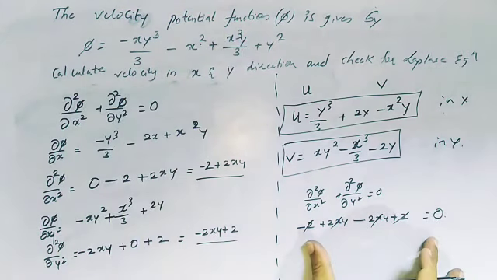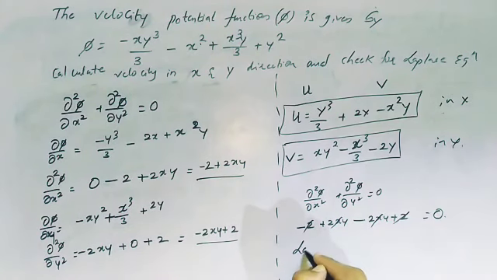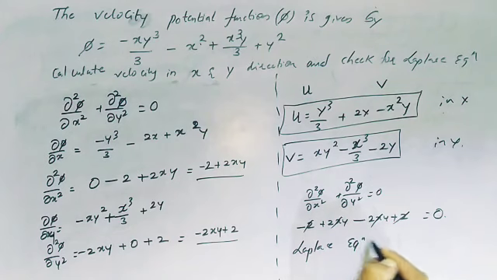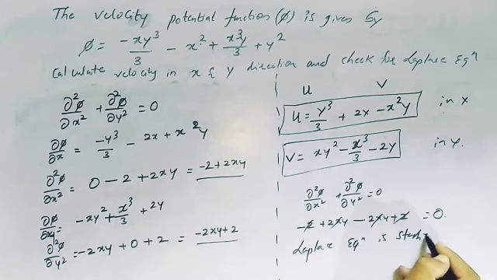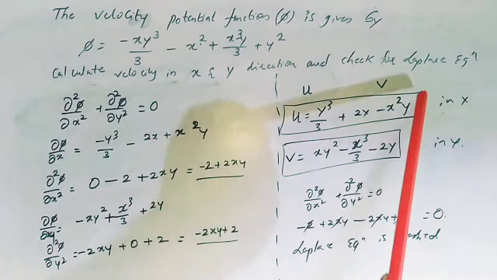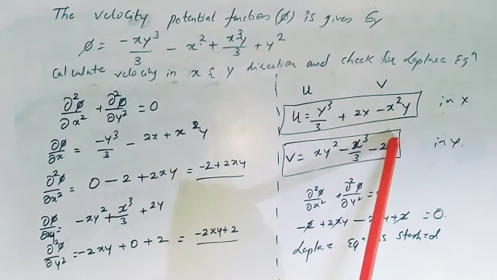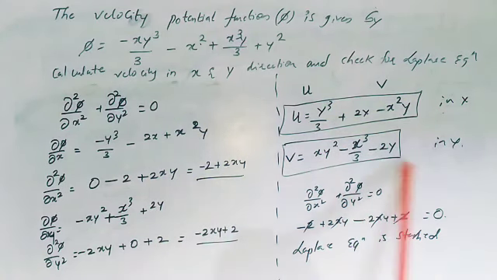Now this component satisfies the Laplace equation. So the Laplace equation is satisfied, and this potential function φ represents a possible case of flow. If you solve this completely, 8 to 10 marks will be allotted for your solution. If you solve the velocity components, half of the marks will be given. Then if you check the Laplace equation, you'll get complete marks.